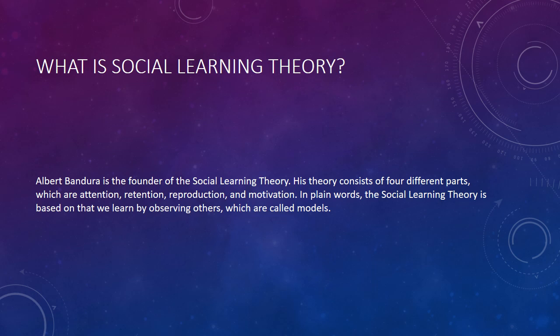What is social learning theory? Well, for starters, Albert Bandura is the founder of the social learning theory. His theory consists of 4 different parts, which are attention, retention, reproduction, and motivation. In plain words, the social learning theory is based on what we learn by observing others, which we call models.